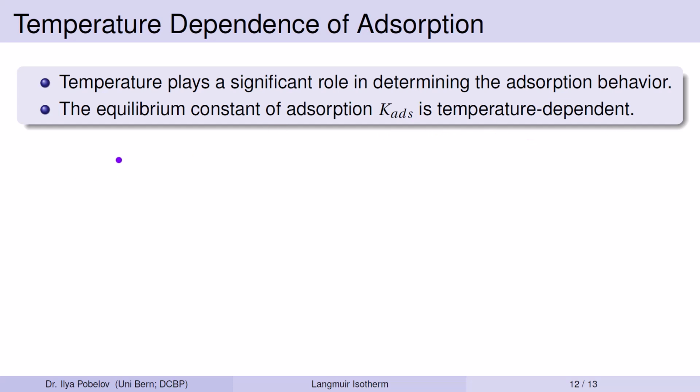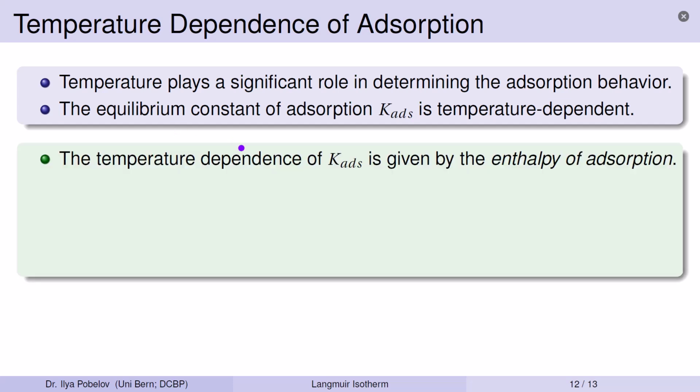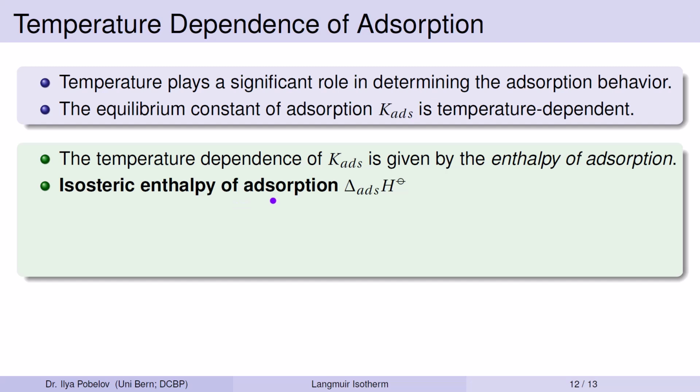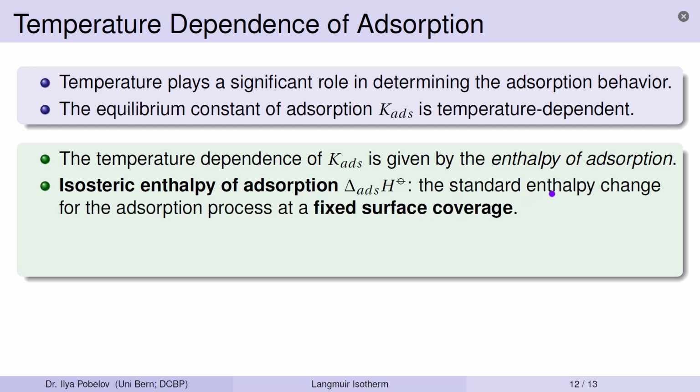Recalling an analogy with the chemical equilibrium, the temperature dependence of the equilibrium constant of adsorption is given by the enthalpy of adsorption. As it can change with coverage, strictly speaking, we should talk about the isosteric enthalpy of adsorption, which is the standard enthalpy change for the adsorption process at a fixed surface coverage.